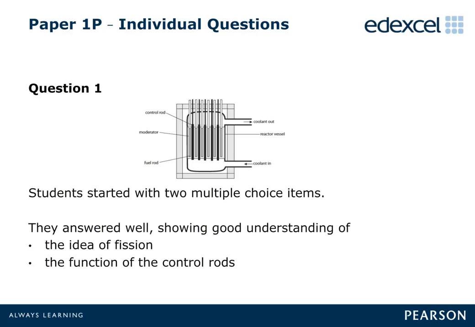The paper began with a couple of straightforward multiple-choice questions. The students answered them well. These questions showed that 95% could identify fission correctly, and that 80% knew that the control rods absorb neutrons. Most of those who were mistaken about the control rods thought that the control rods just slow the neutrons down.